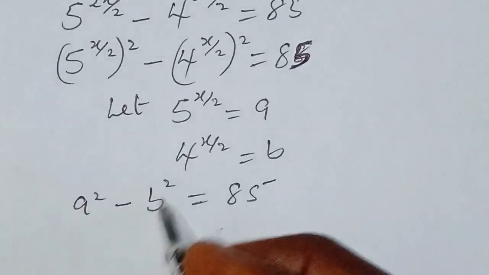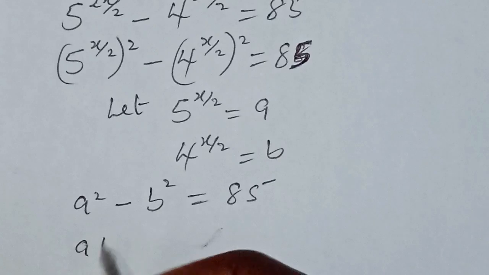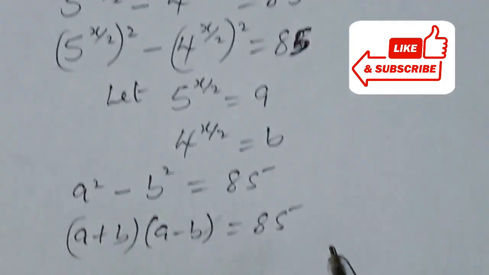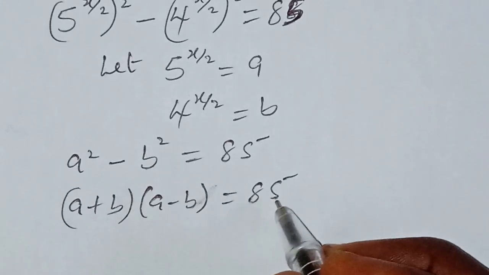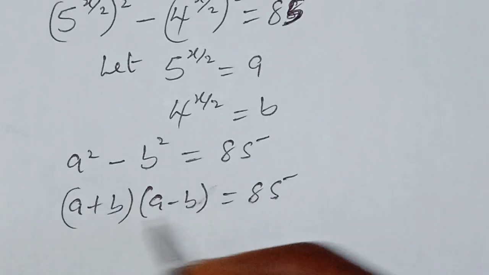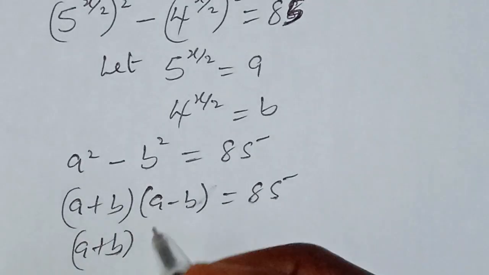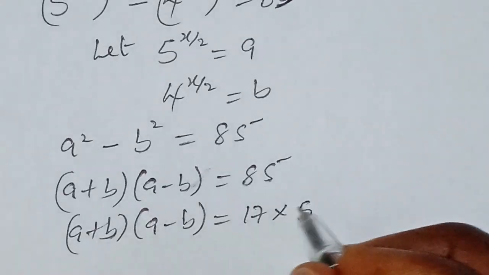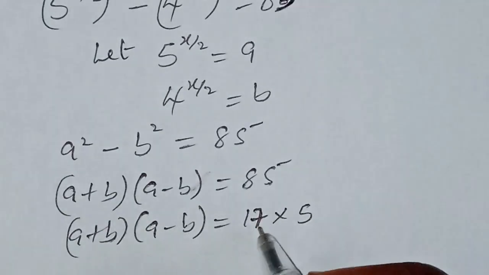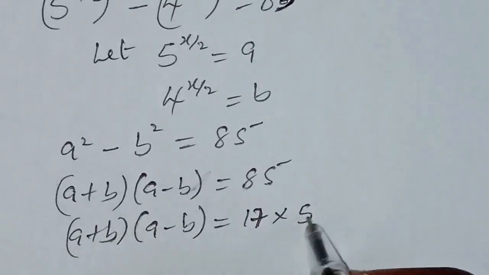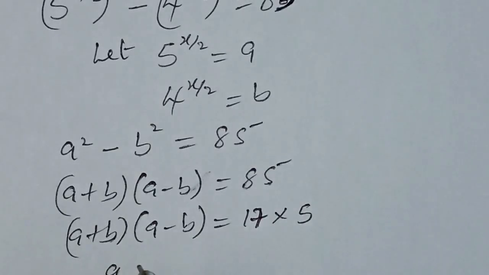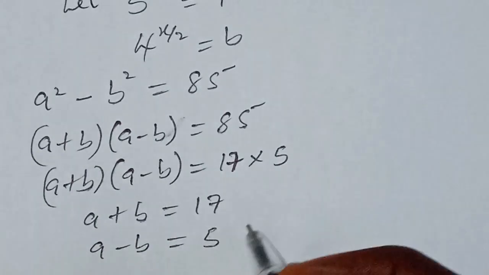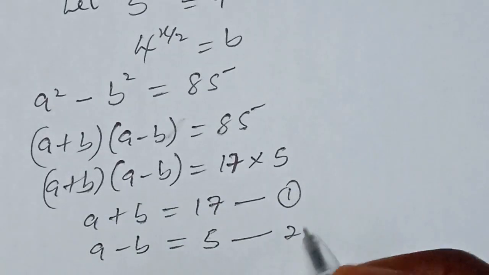Then from here, this appears to be a difference of two squares, which can be written as (a plus b) times (a minus b) equal to 85. Now from here, we simplify the right hand side. Then we have (a plus b)(a minus b), 17 multiplied by 5 will give us 85. So having done this, we equate this 17 to a plus b, then 5 to a minus b. Then we have a plus b equal to 17, then a minus b equal to 5. This will be equation 1 and this will be equation 2.